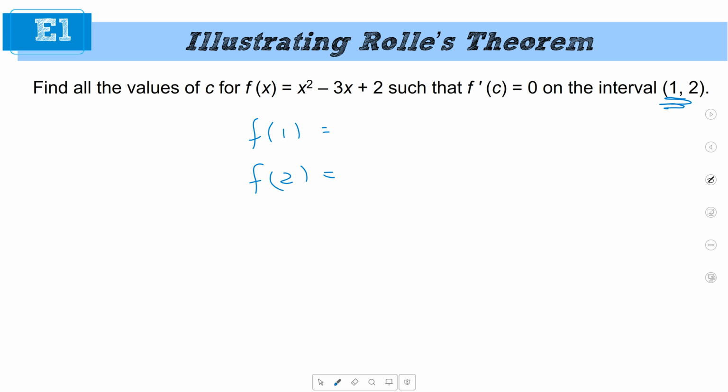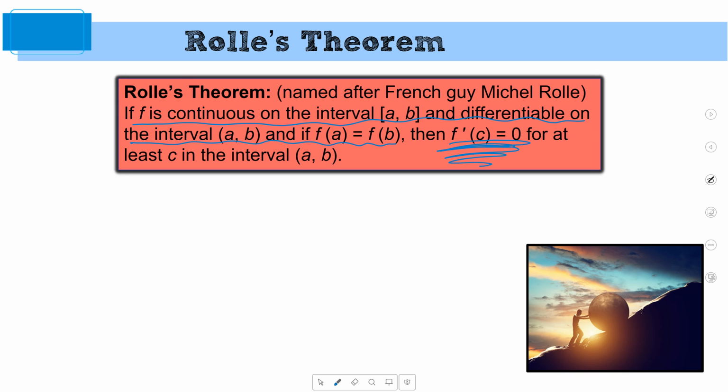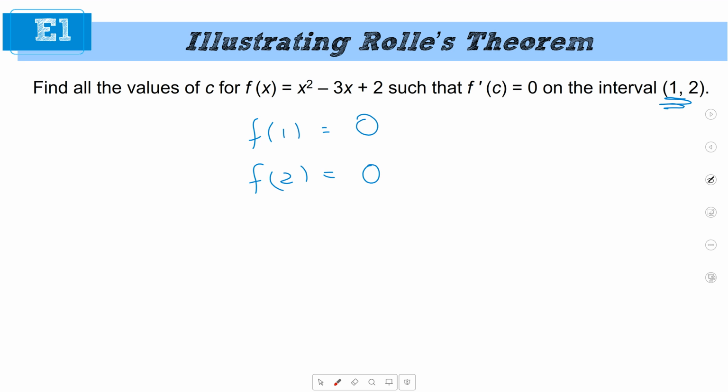Don't be bashful. Just shout out some answers for me so I can move on. 0 and 0. Beautiful. So now Michelle is very happy because we've satisfied the continuous part, and f of A is equal to f of B. We're starting and stopping on the same level ground, which means that somewhere in the interval between 1 and 2, the derivative has to be equal to 0. So let's find that point.